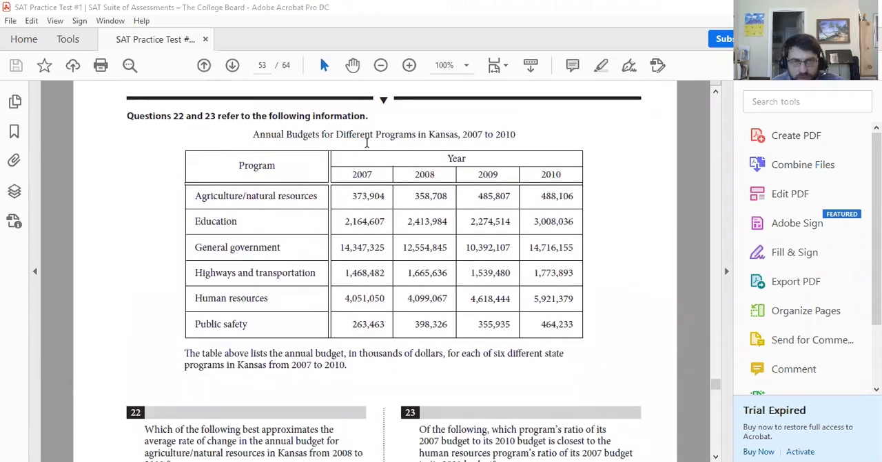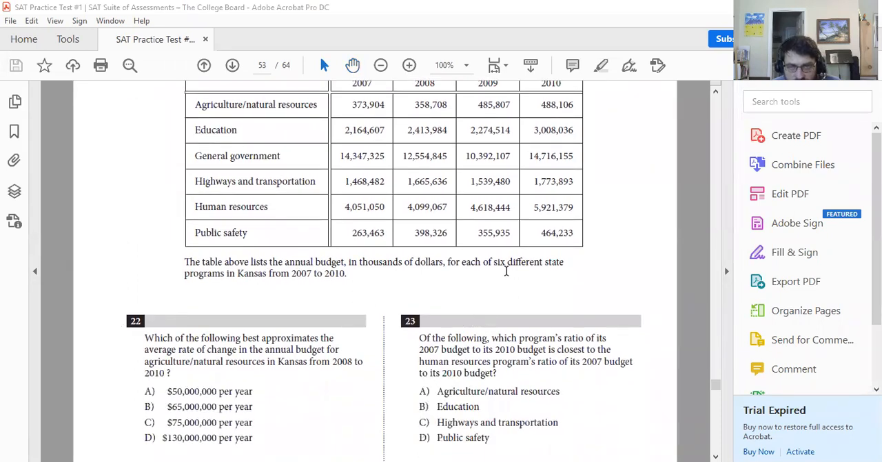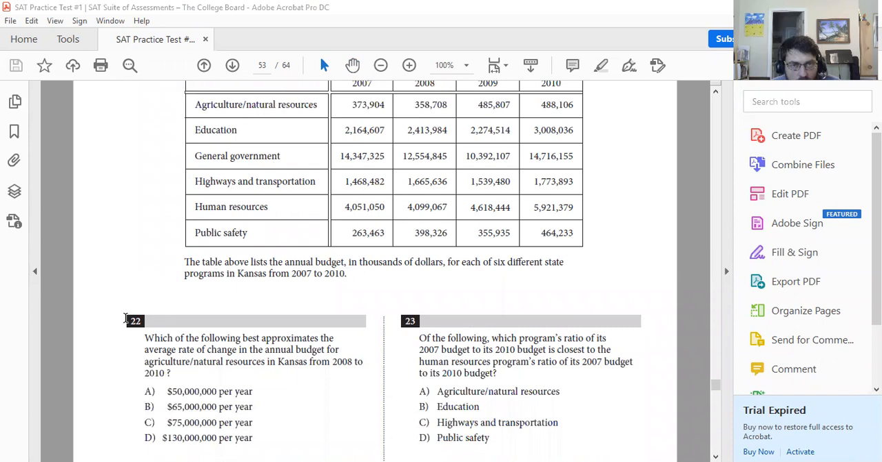22 and 23 refer to the following information. The table above lists the state annual budget in thousands of dollars for each of 6 different state programs in Kansas from 2007 to 2010. Which of the following best approximates the average rate of change in the annual budget for agriculture and natural resources? So that's this group.